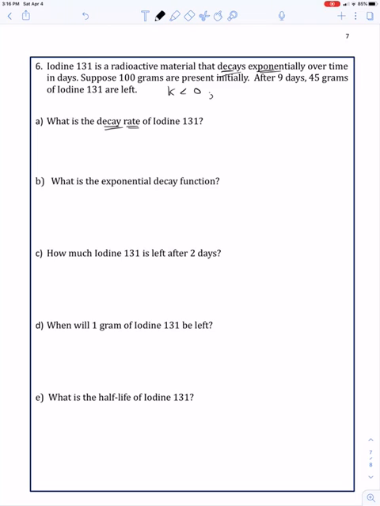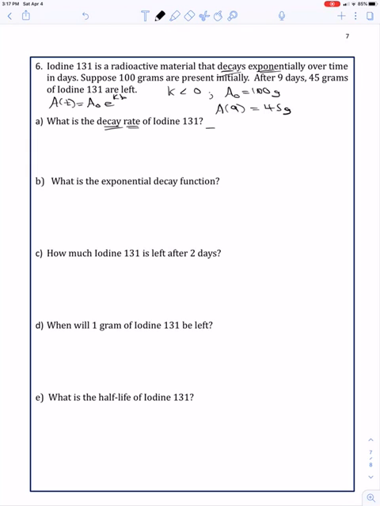We know that our initial amount, A sub 0, equals 100. We had 100 grams present initially. And after 9 days, we know A of 9 equaled 45 grams. So let's use that information for this iodine-131 radioactive material to solve this one. So remember our model: A of t equals A sub 0, the initial amount, times e to the kt power.